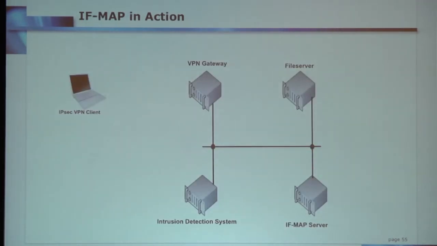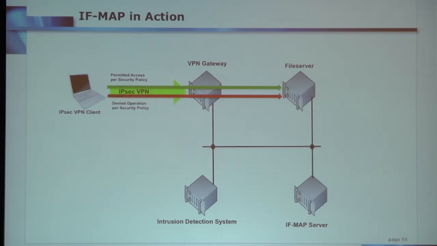So this is just text I'm going to show you here in this animated presentation. Here I have an example of IF-MAP in the space of a VPN technology. Here we have an IPsec VPN client, a VPN gateway, and then in the network, a file server, an intrusion detection system, and of course, the IF-MAP server. The VPN client establishes an IPsec VPN tunnel, and the user performs certain operations in the network that, let's say, are in compliance with the security policy.